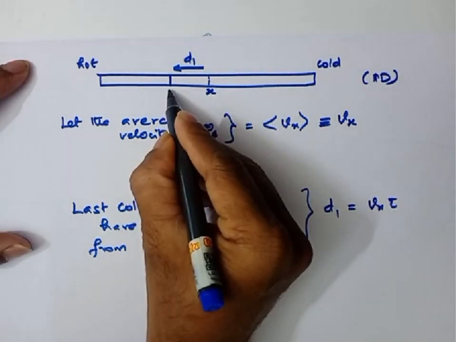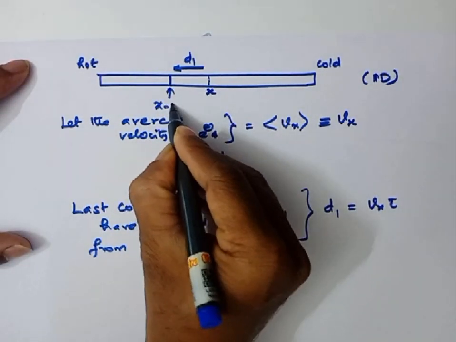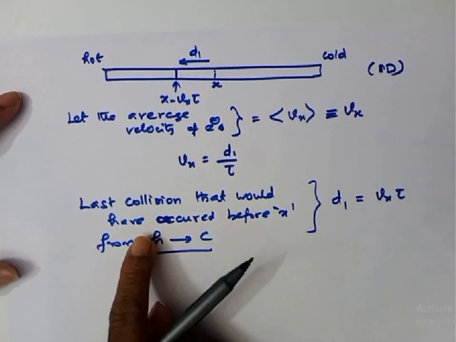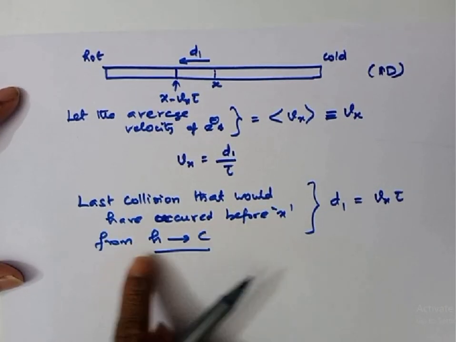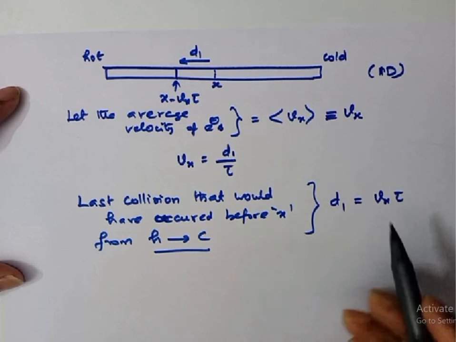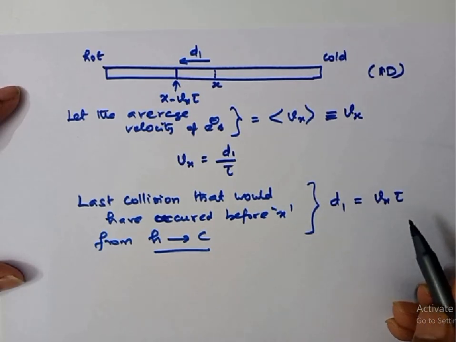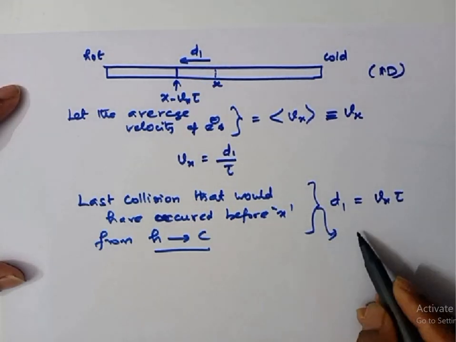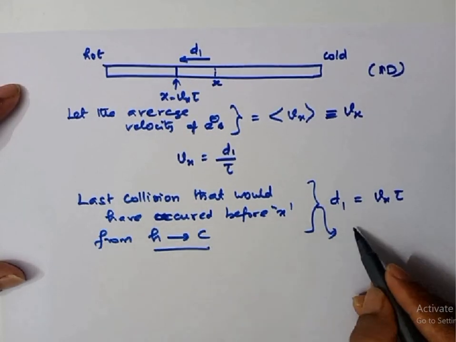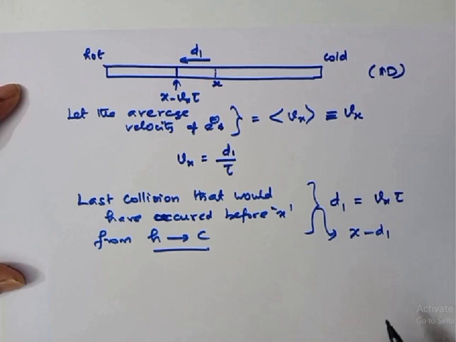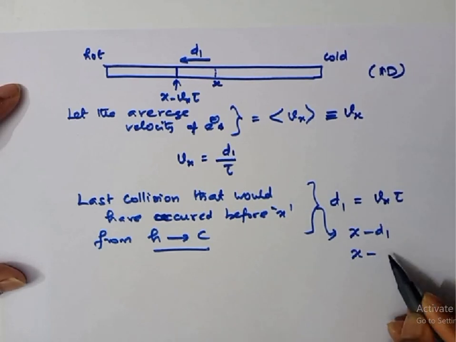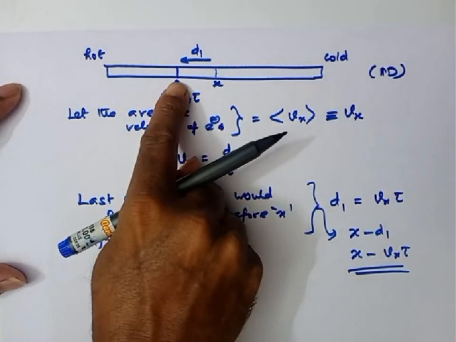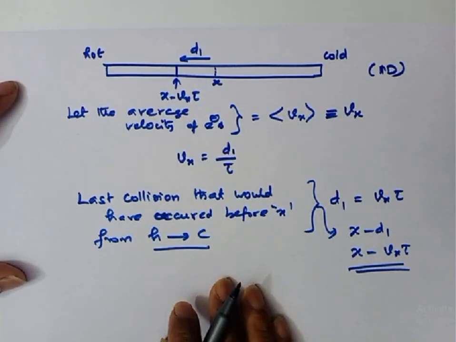Okay, so let me take this point as X minus Vx into tau. The last collision that would have occurred before X, from hot end to cold end, is actually at a distance d1, so the location is X minus d1, which is nothing but X minus Vx into tau. Exactly at this location the last collision would have occurred, right?